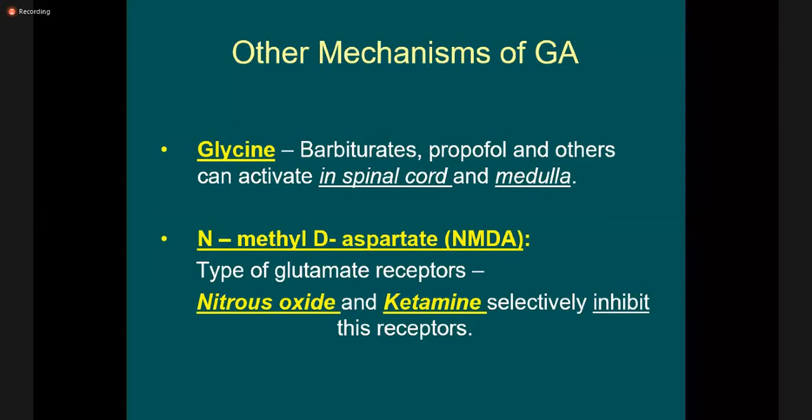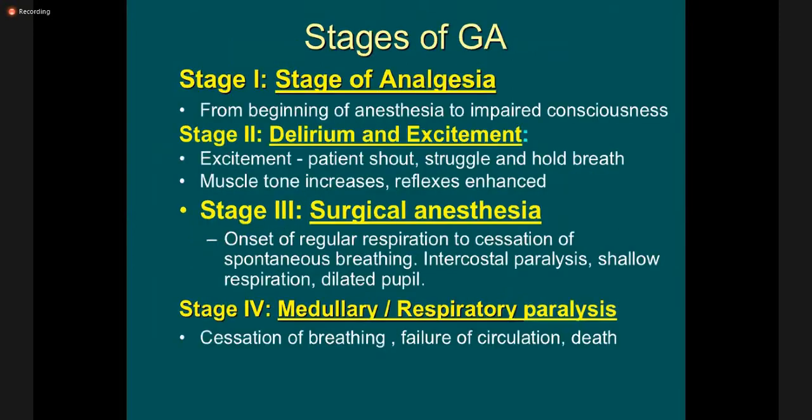Another one is the NMDA, that is N-methyl-D-aspartate, a type of glutamate receptor. Drugs like nitrous oxide and ketamine act here. Nitrous oxide we discussed in the inhaled anesthetics; ketamine we will discuss today. These two drugs act through the NMDA receptor, and ketamine causes dissociative anesthesia. So generally, there are four receptors or neurotransmitters on which general anesthetics work.